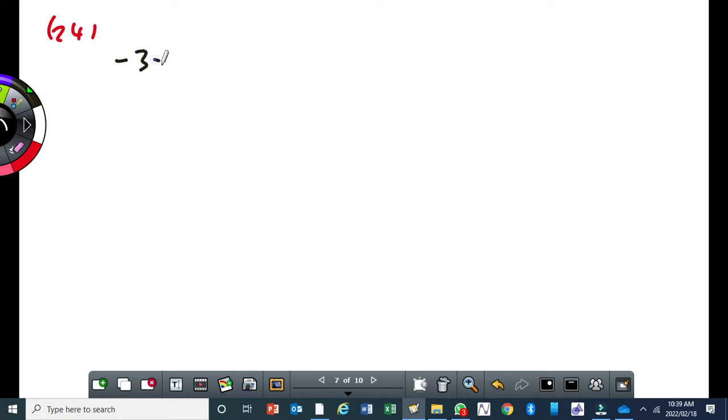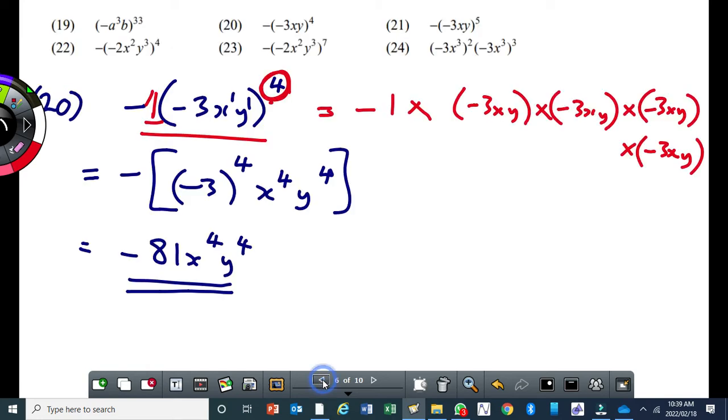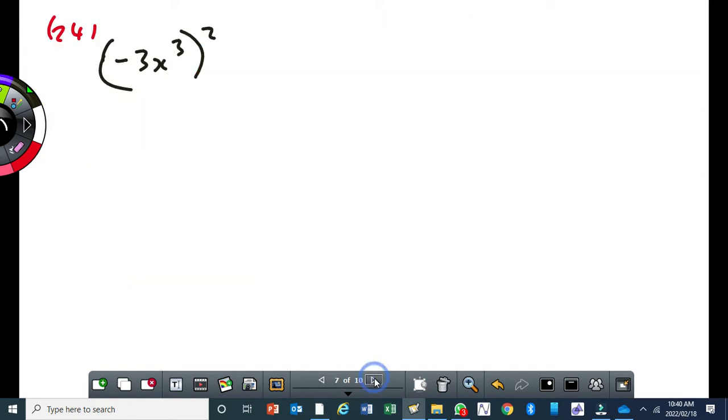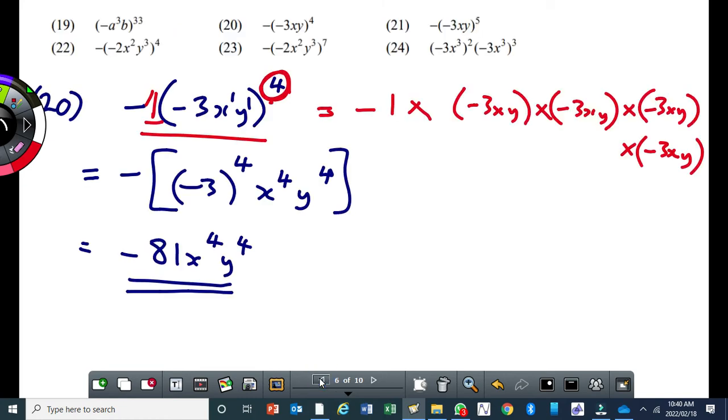So (-3x³)² times (-3x³)³. Okay? So this will be times (-3x³)³. Okay, that's how it is.